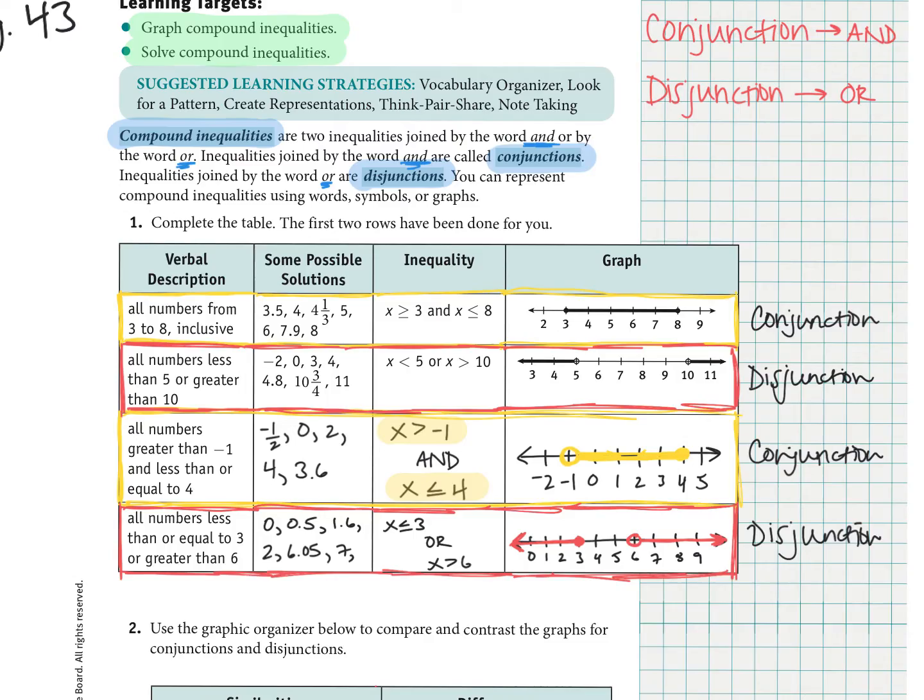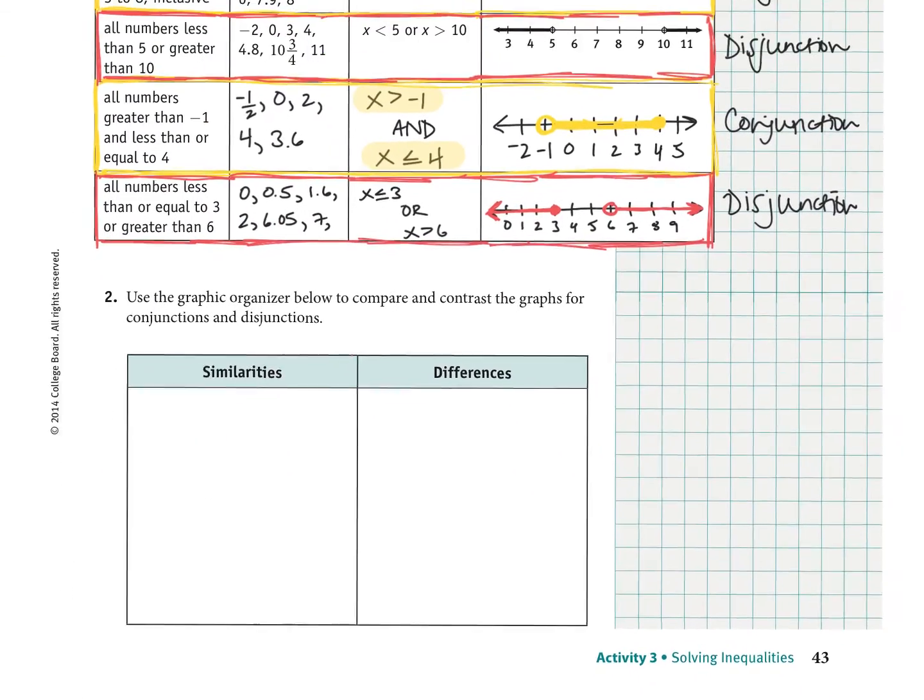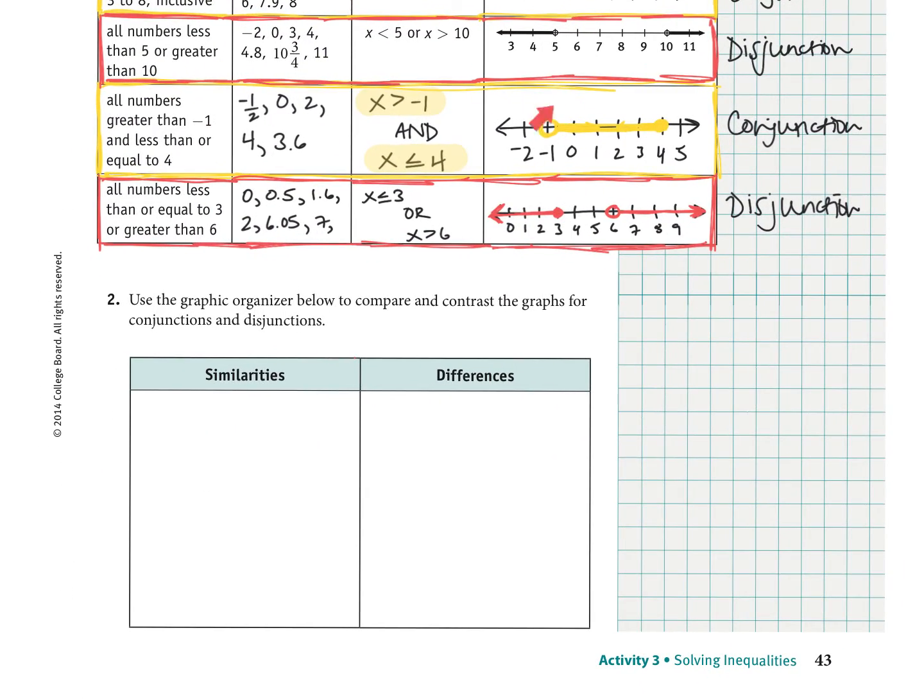Let's go down to number 2, the table below. We're going to compare the examples that we looked at up here. We're going to look for similarities and differences between our conjunction and disjunctions above. So look at maybe our graphs, maybe some comparisons of that. Maybe we're going to look at some of the words and see some comparisons of that. Go ahead and list what you find here, and then we'll go over them together.